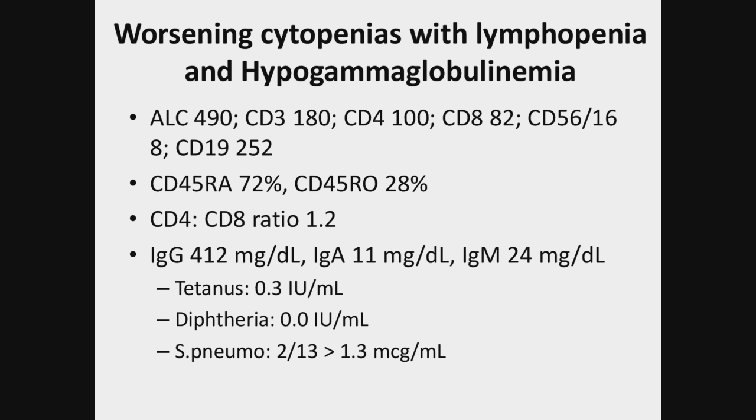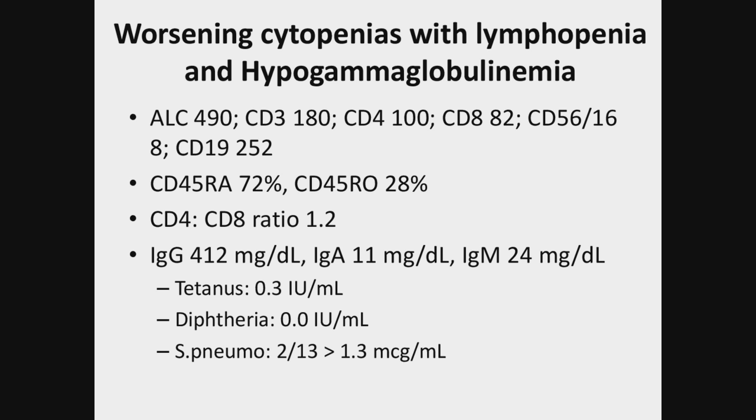And so we started an immune workup. And at that point found that his cytopenias were worse. As you guys remember from admission, his ALC was above 1,000, and here it was 490. Specifically, his T and NK cells were really low, with a CD4 count of 100 and a CD8 count of 82. He had a pretty normal RA-RO distribution. CD4 to CD8 ratio was 1.2. And at that point, his immunoglobulins were within range for his age.